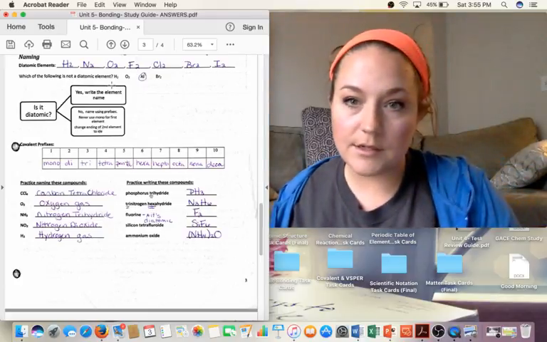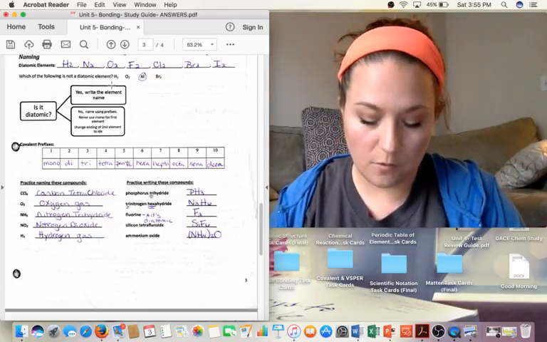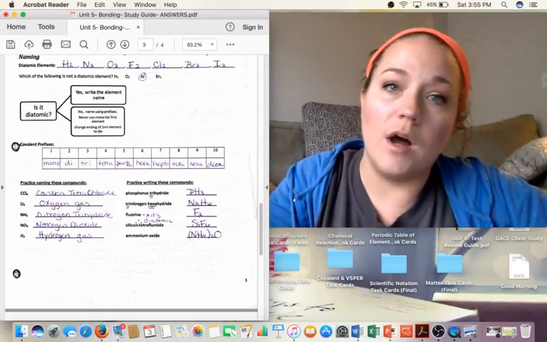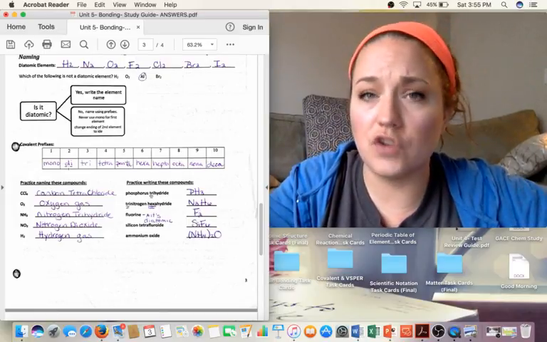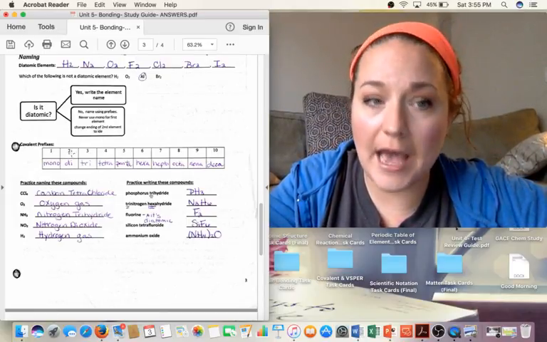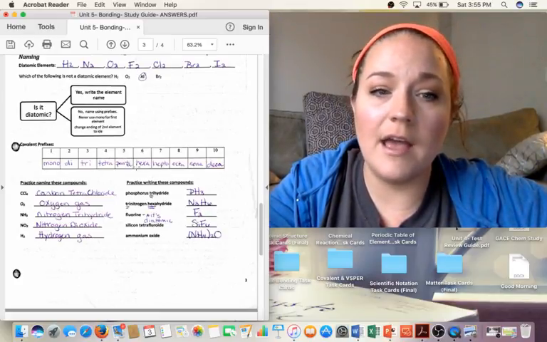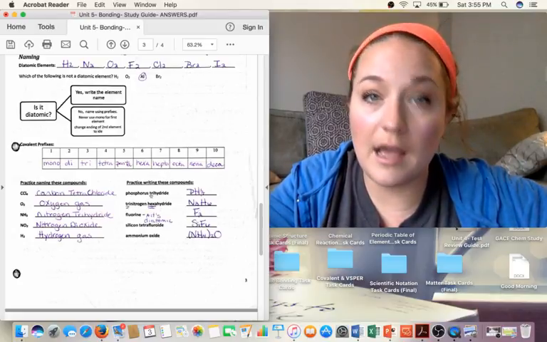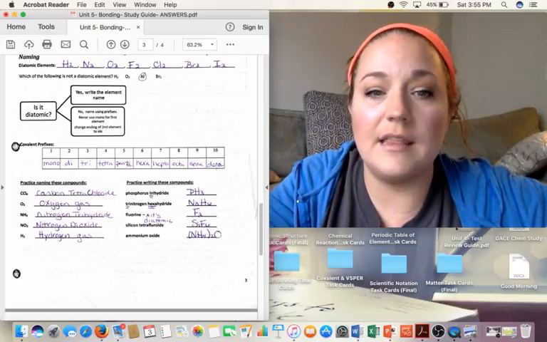You will need to know and memorize each of the prefixes for 1 through 10. So mono, 1, di, 2, tri, 3, tetra, 4, penta, 5, hexa, 6, hepta, 7, octa, 8, nona, 9, and then 10, deca.